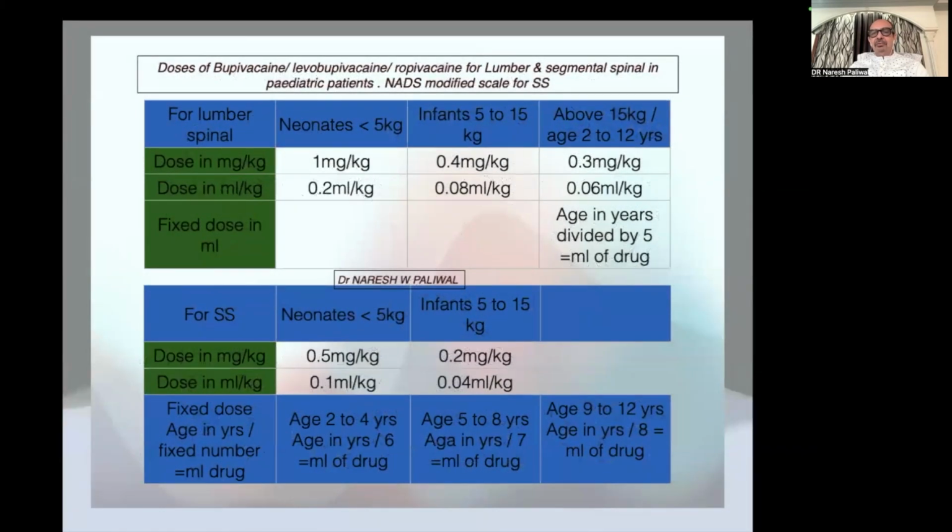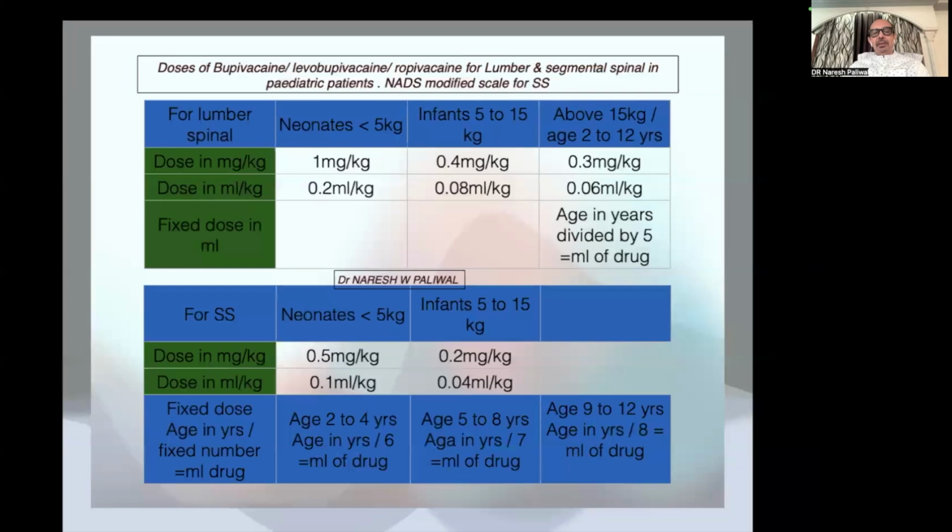This is the chart which I have prepared for doses of ropivacaine for lumbar spinal as well as for segmental spinal. The upper part shows lumbar spinal, with doses mentioned in milligram per kg and ml per kg. There is a simple formula for 2 to 12 years: age in years divided by a fixed number, that is 5, equals ml of the drug. For neonates less than 5 kg, it is 1 milligram per kg. Infants 5 to 15 kg, it is 0.4 milligram per kg. Above 15 kg, up to 2 to 12 years, it is 0.3 milligram per kg.